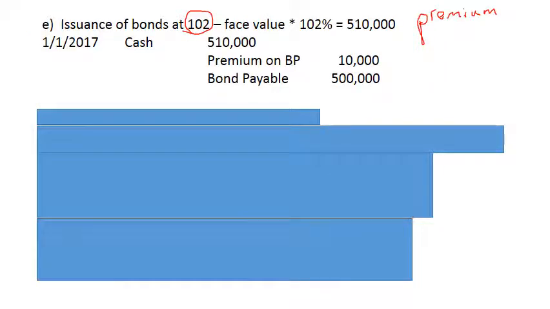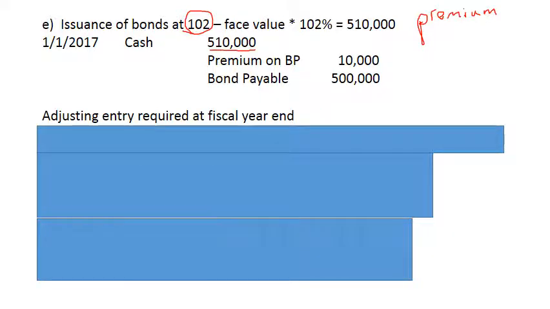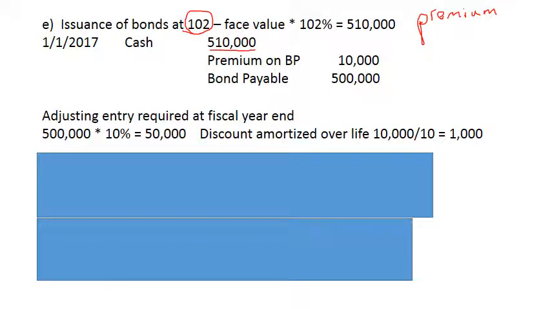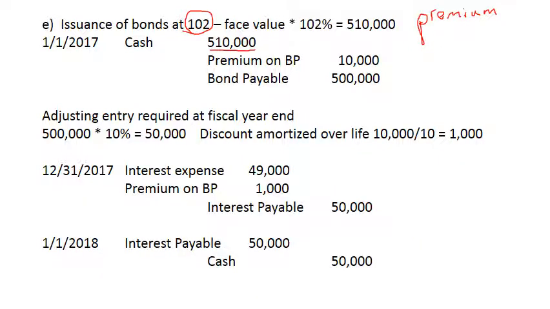So at the date of issue, we're going to receive $510,000 in cash. The bond payable is $500,000, so that's what we have to pay back in 10 years, and we have a premium, so we receive $10,000 more than we have to pay back. So the adjusting entry at the end of the fiscal period, we're going to amortize this $10,000 over 10 years. So $1,000 a year is going to go towards reducing the interest expense. So on December 31st, we have the interest payable, so that's the coupon amount, and we amortize this bond premium. So the interest expense only ends up being $49,000.